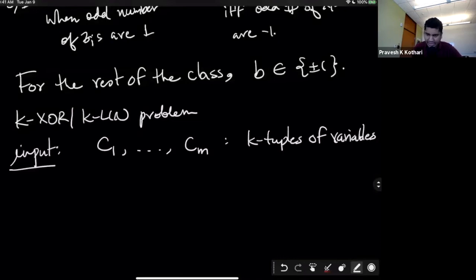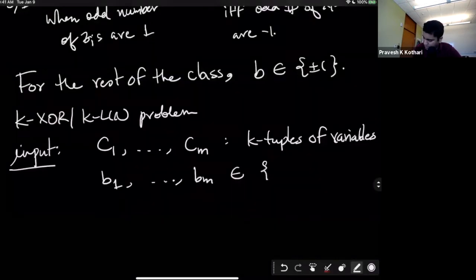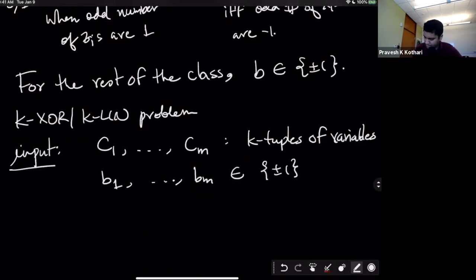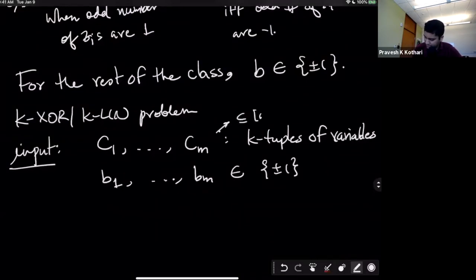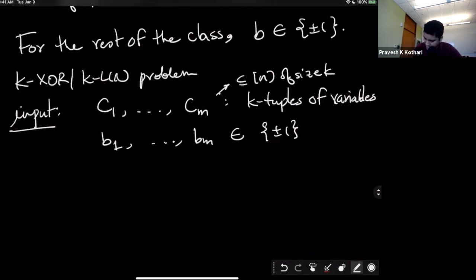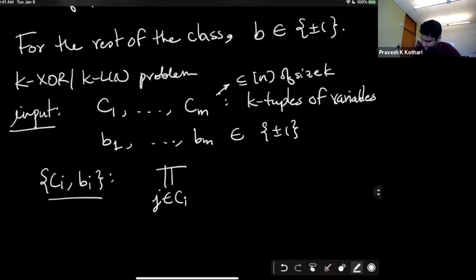And each CI defines an equation. The right-hand side of the equation is going to be B1 up to Bm. And as I said, all of these are quantities in plus or minus 1. Good. And these are subsets of n of size k. That's what it means to be k-tuples. Very good. And each CI, BI defines an equation that says that the product of the variables that appear in the set CI times BI should be 1. Okay.